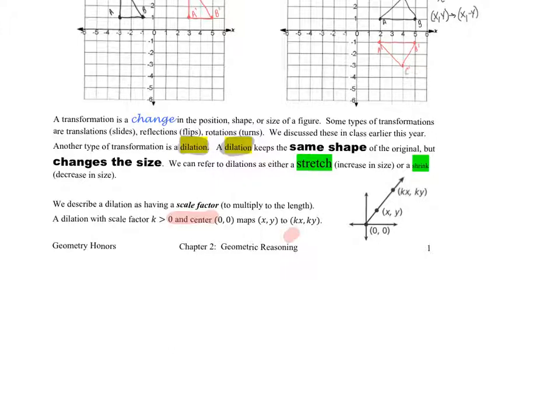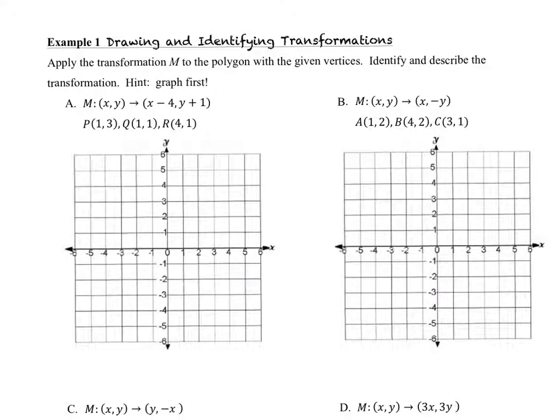If we're changing something to be twice the size, that would be 2K, or 2x, I'm sorry, 2 times the size. So example 1 I already know is a translation because I'm adding or subtracting to the x and y. Pause the video and try graphing it so we can compare.